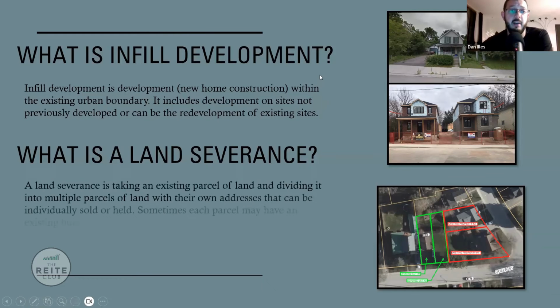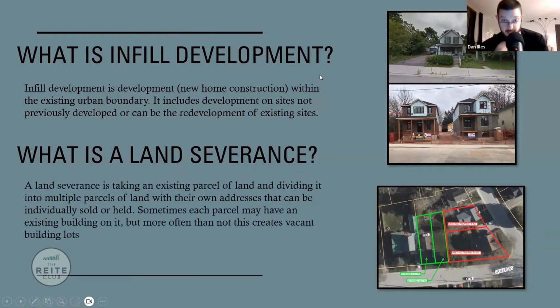And what is a land severance? Well, a land severance is taking an existing parcel of land and dividing it into multiple parcels of land with their own addresses that can be individually sold or held. Sometimes each parcel may have an existing building on it, but more often than not, this creates vacant building lots.